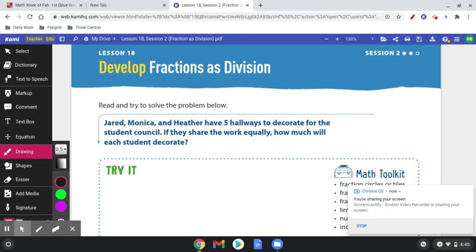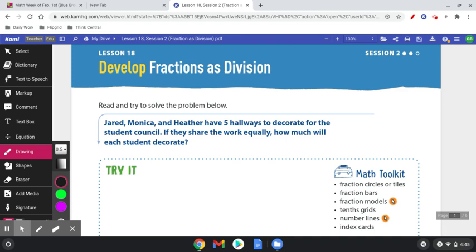Right, today we're going to continue our work with lesson 18, how fractions are division. We're starting with page 379. With these kinds of pages that say "try it," it's a good idea to try it on your own. That's what we'd normally do in class, and then we would stop and share our different ideas and strategies. So if you would like to do that, I would think that's a great idea.